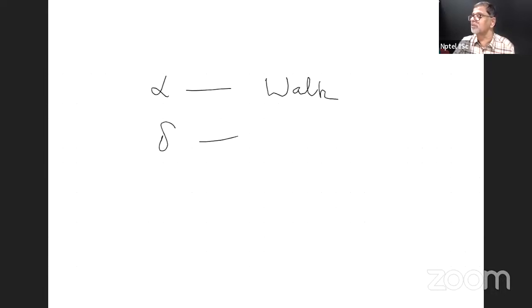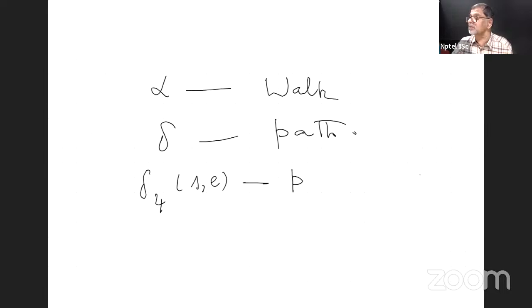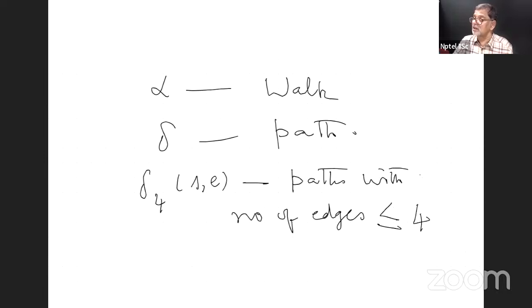What is delta? Delta means path. This you remember. So you should consider only paths with number of edges bound by that number. So delta 4 SE means paths with number of edges less than or equal to 4 from S to E. You have to consider S to E.